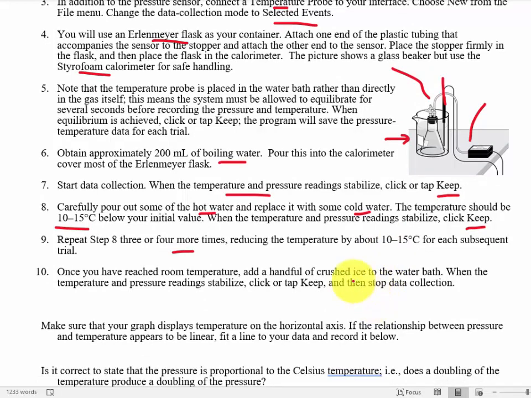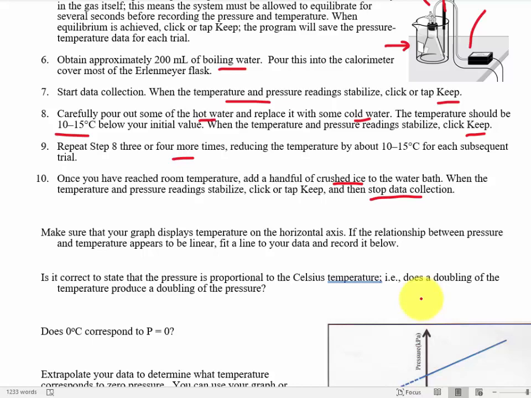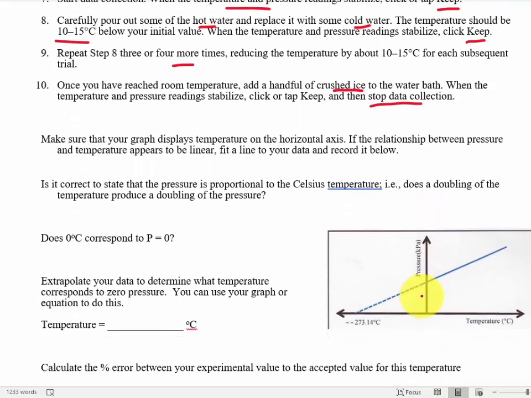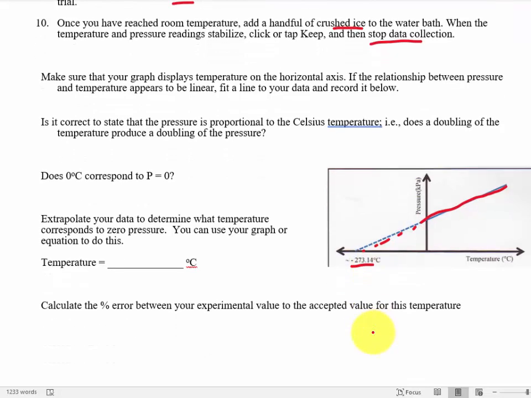Once you hit roughly 20 degrees Celsius, you want to start adding some ice to the water bath and dropping the temperature even more. Once you get it to probably less than 5 degrees Celsius, we're going to call that close enough. Go ahead and stop data collection. It should look nice and pretty and linear, and then what we've essentially done is mapped out this piece of the curve right over there. You're going to extrapolate it and see if the intercept is indeed 0 Kelvin as you would expect.